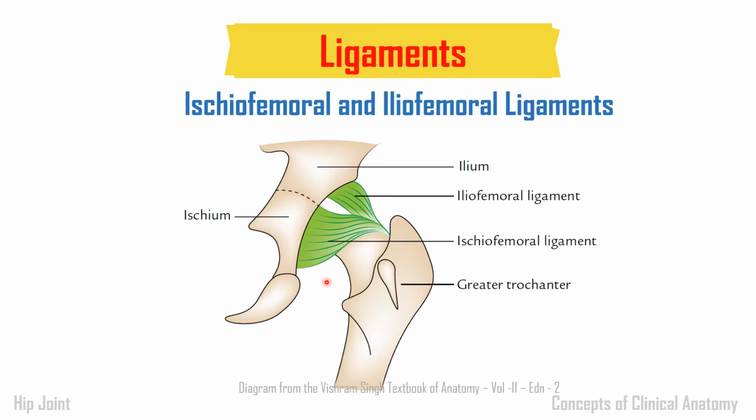So all these three ligaments, that is the iliofemoral, ischiofemoral and pubofemoral, take attachments from the three different parts of the hip bone and blend with the capsular ligament of the hip joint, so that they strengthen the capsular ligament of the hip joint, attaching to the femur.